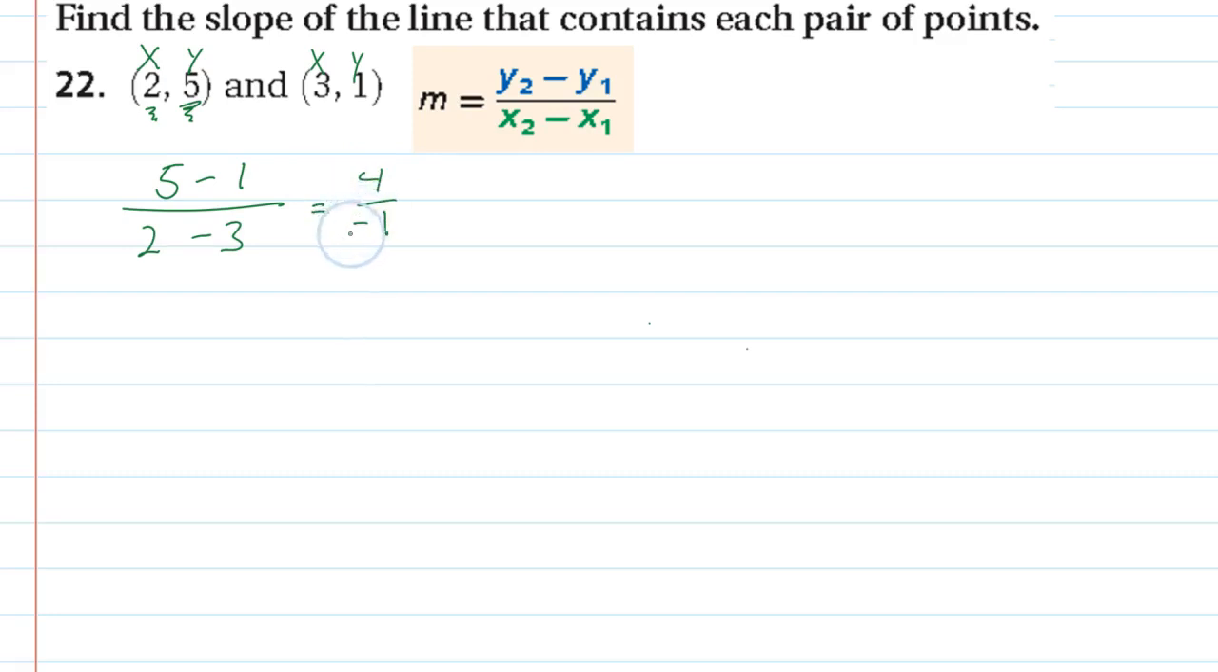Now remember, you can never leave a negative on the bottom. That gives you a negative 4. Do I need to put the 1 on the bottom? Nope. Our answer is negative 4.